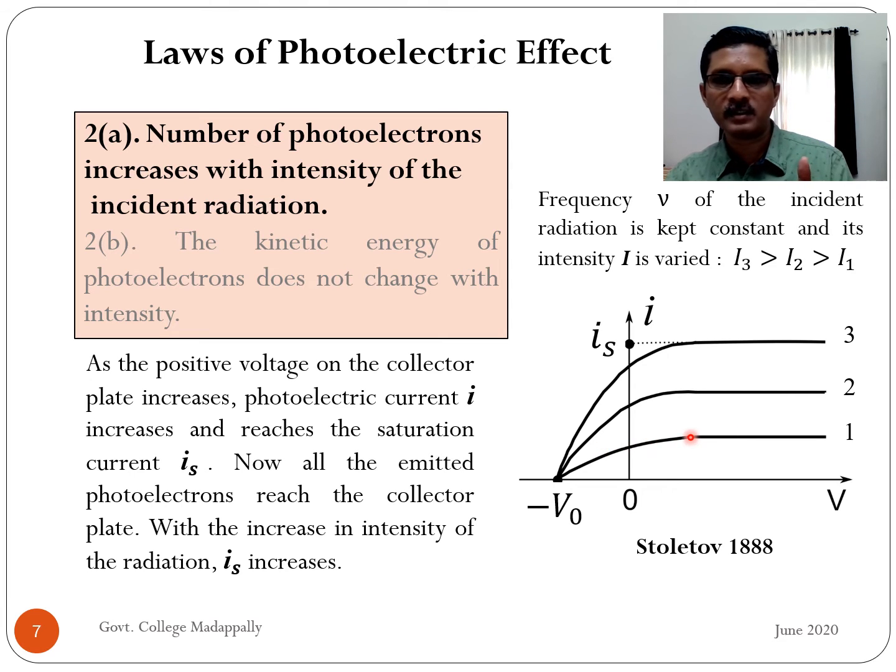So that is why there is a maximum. 100 electrons are emitted, and at this particular voltage 100 electrons reach the collector plate. After that, whatever be the increase in the positive voltage, the number of electrons reaching the collector plate is not increasing. It remains constant at 100 per second. That is why there is a saturation current. And what we see is that as intensity increases, the saturation current increases. So saturation current increases means more photoelectrons are reaching the collector plate per second. That is why we say that the number of photoelectrons increases with intensity of the incident radiation. This is part A of the second law, we can say.